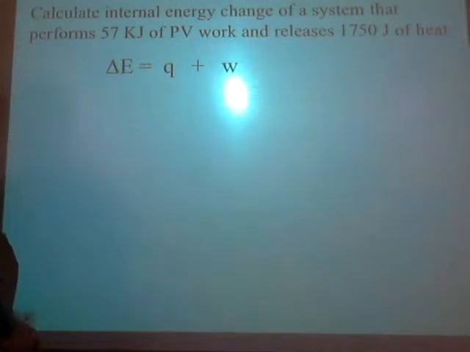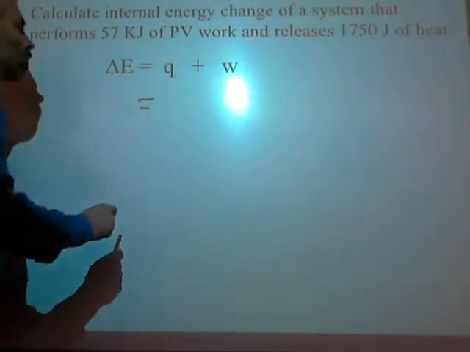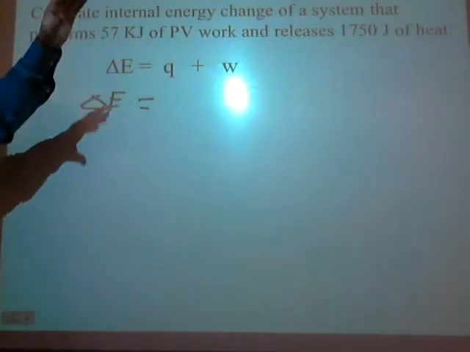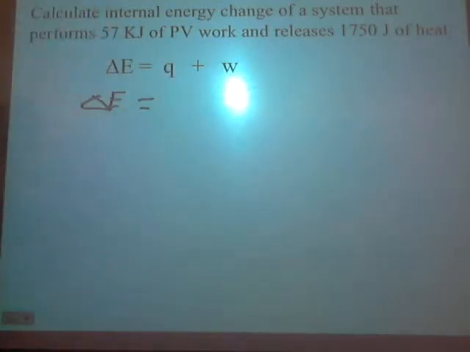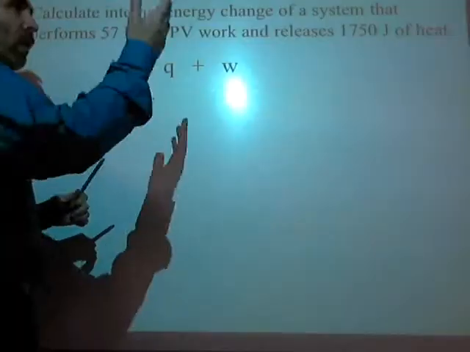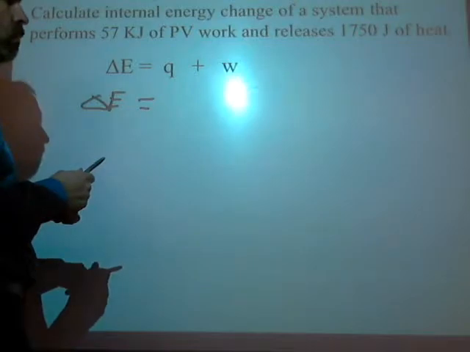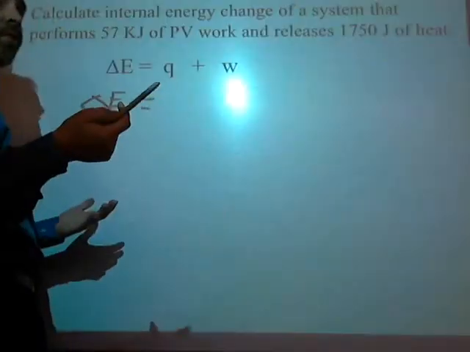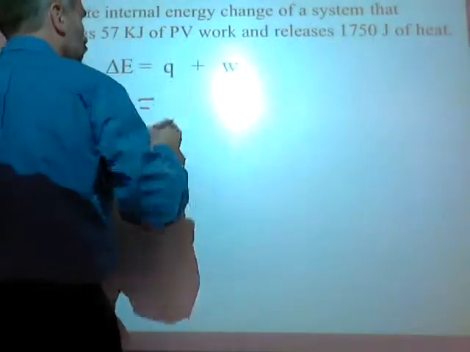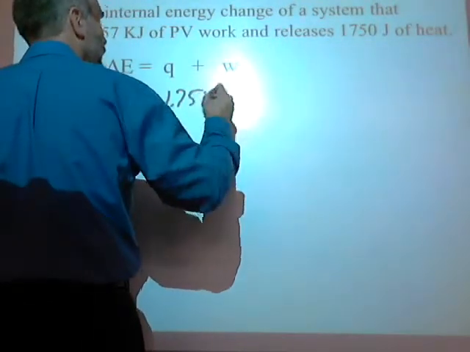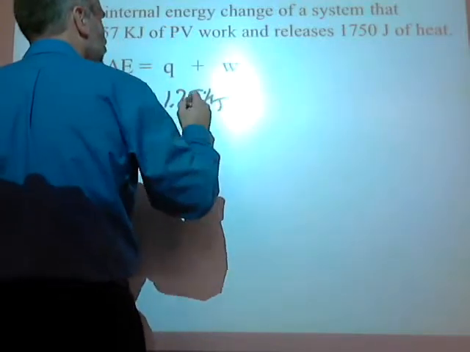Okay? Delta E is going to equal Q. Which one of those is obviously the heat energy, the 1750 joules of heat energy? Now, it said it was released, so what value will that be? Negative. And it also says this guy's in kilojoules, this guy's in joules. Let's convert. What would that guy be in kilojoules? 1.75 kilojoules. Okay?